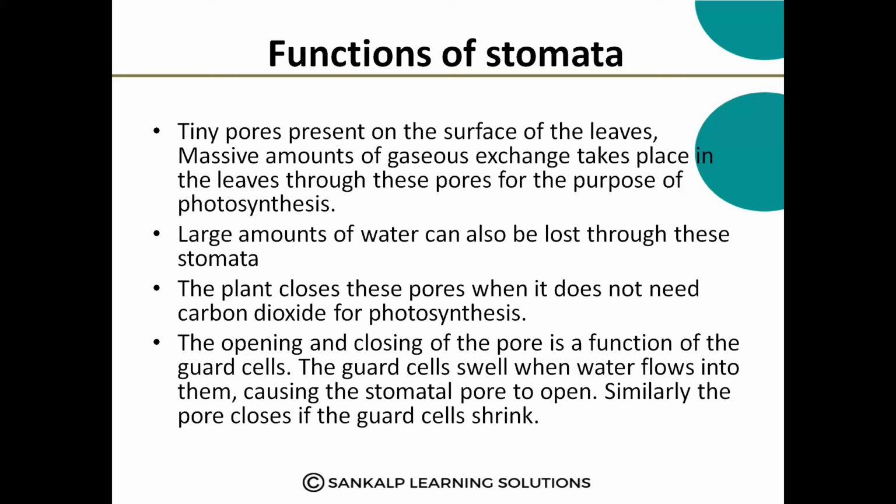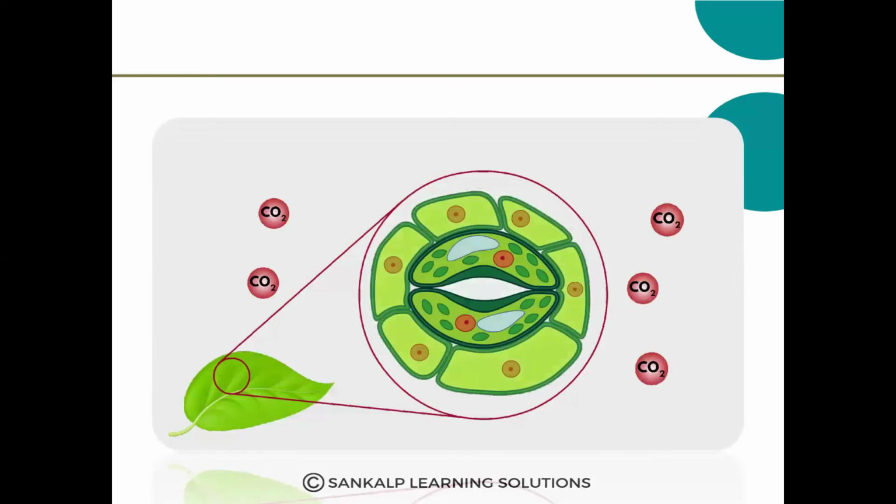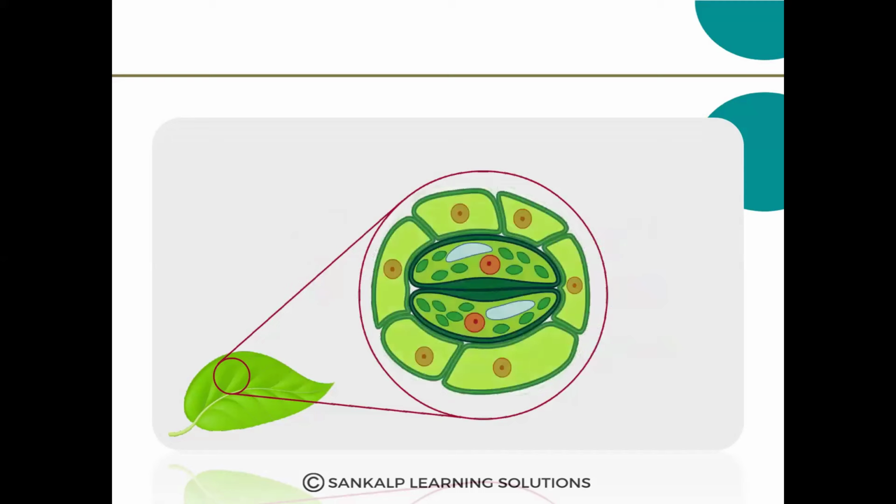When the carbon dioxide starts to enter inside the leaf, the guard cells open. When it is closed, there is no exchange of gases. Okay, so this is about the functions of the stomata. So this is how the stomata works. So look at this video. This is how the exchange of gases takes place. Okay.